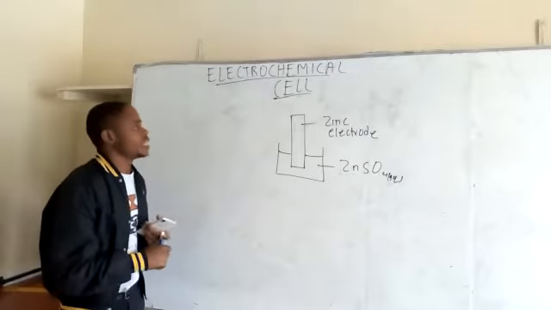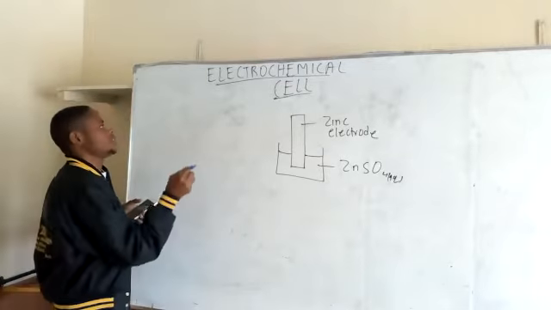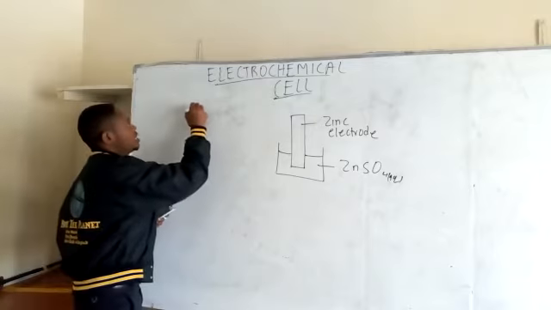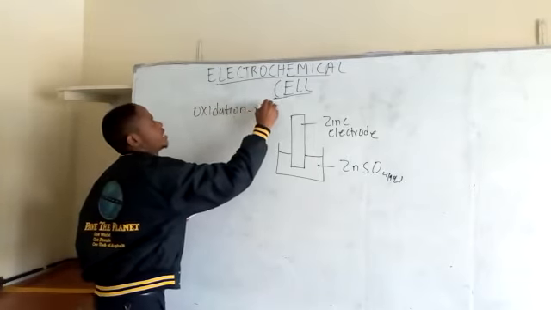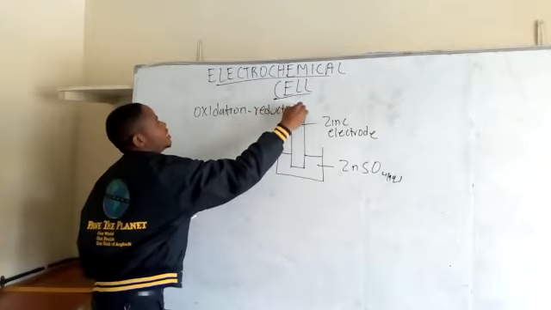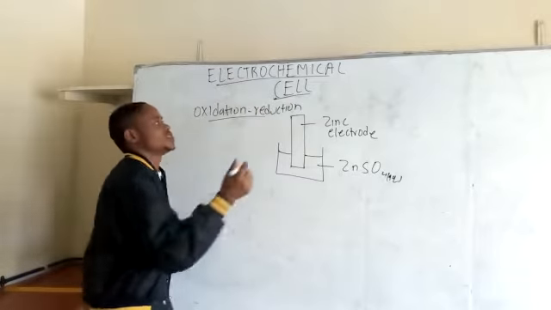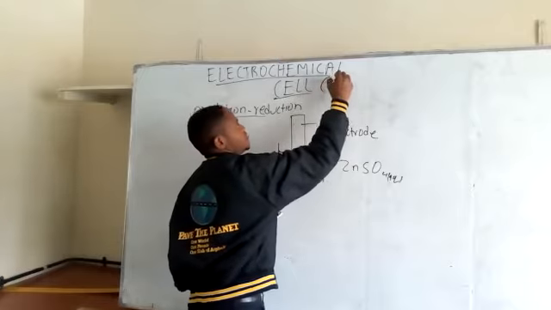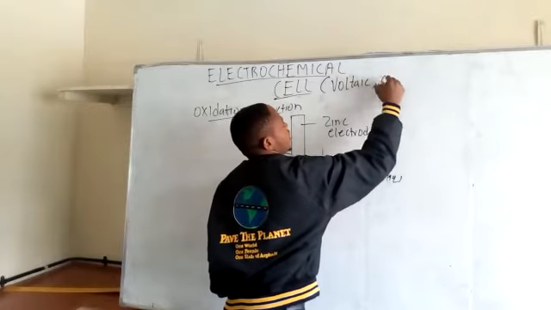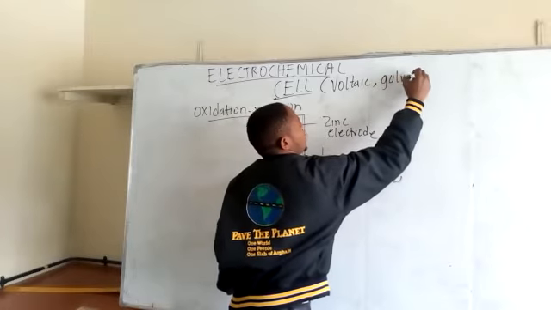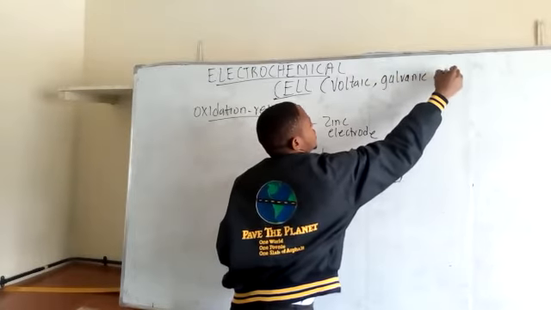Specifically, this cell uses the concept that we've been looking at, that is oxidation and reduction. And that's why in most cases it's also referred to as the voltaic cell or the galvanic cell.